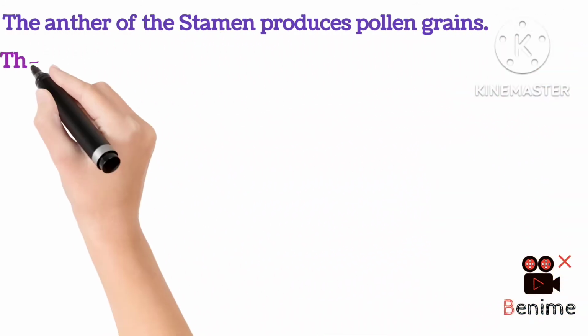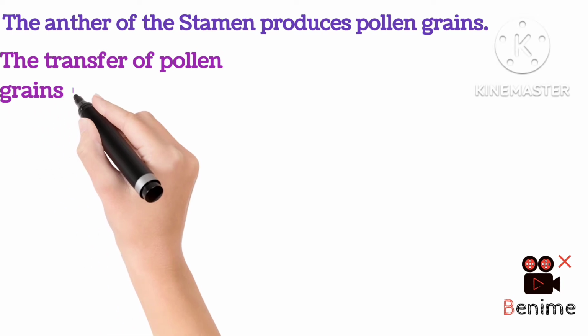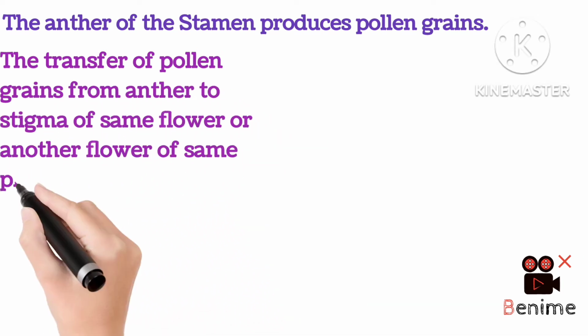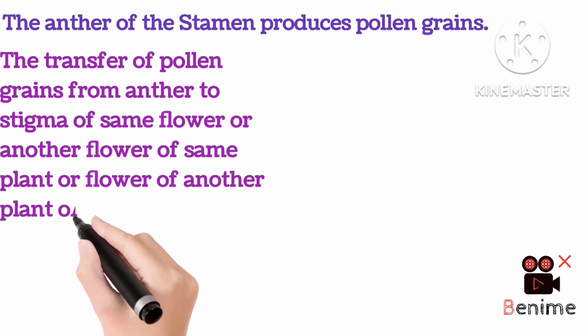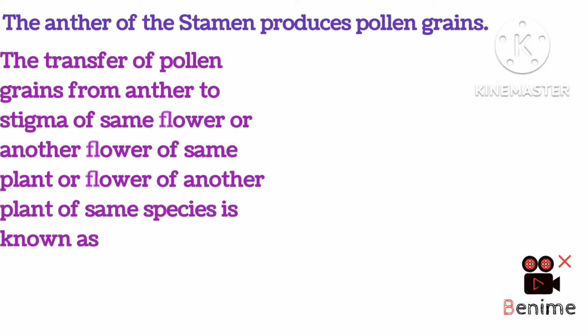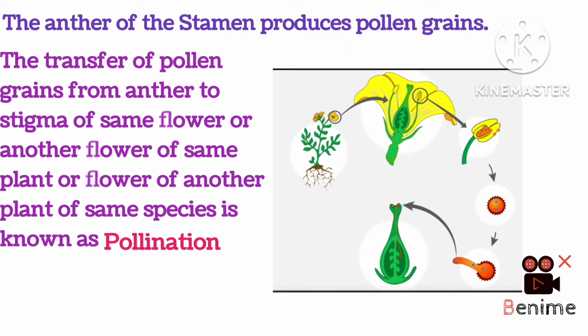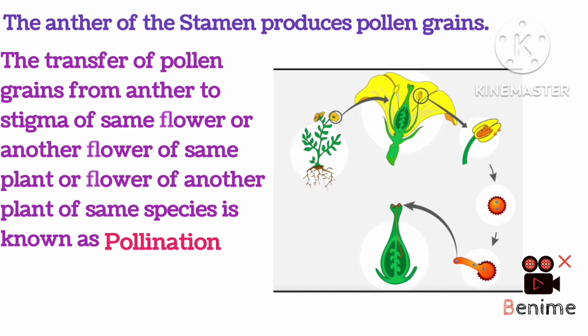The anthers of the stamens produce pollen grains. The transfer of pollen grains from anther to stigma of same flower or another flower of same plant or flower of another plant of same species is known as pollination. So pollination is just the transfer of pollen grains from the anther to the stigma.